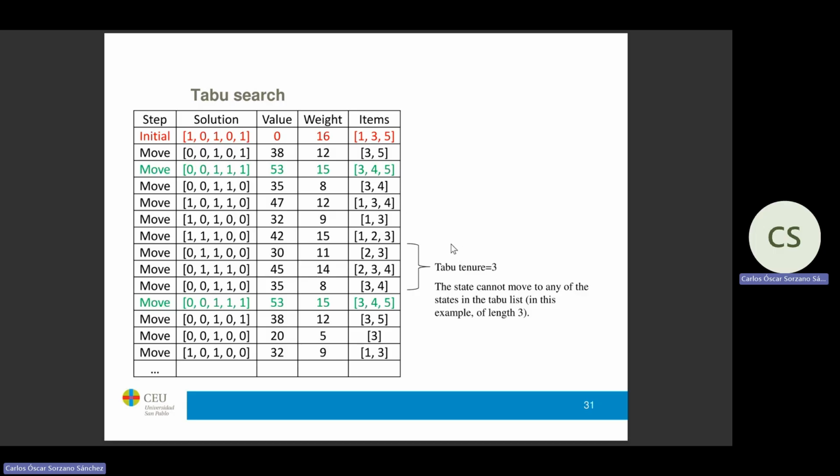And here we see the taboo list. Let's say that the taboo length, or taboo tenure, is 3. That means that from this solution, the next one cannot be anyone here in the taboo list of the last 3 movements. Okay, and when you move to the next one, the taboo list shifts. So you cannot go from this one to any one of these 3. In that way, you try to prevent these cycles of going first to second, second to first.